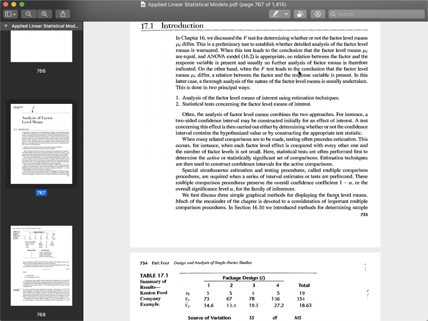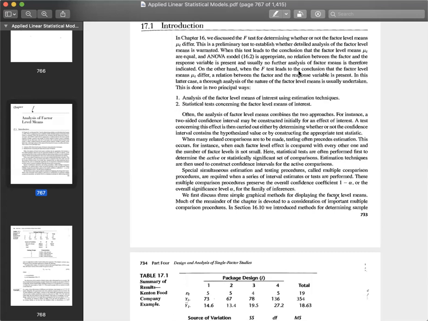This is done in two principal ways. First, the analysis of the factor-level means of interest using estimation techniques, and second, the statistical test concerning the factor-level means of interest. Often, the analysis of factor-level means combines the two approaches. For instance, a two-sided confidence interval may be constructed initially for an effect of interest. A test concerning this effect is then carried out either by determining whether or not the confidence interval contains the hypothesized value or by constructing the appropriate test statistic.